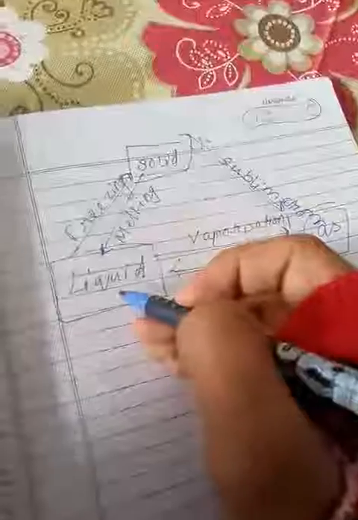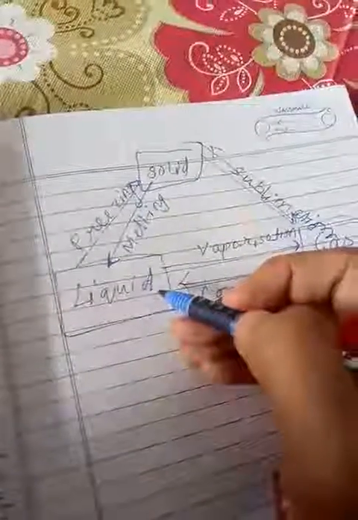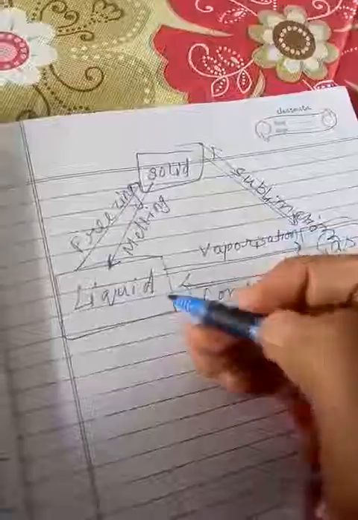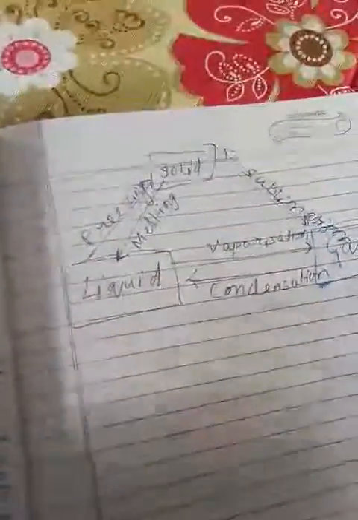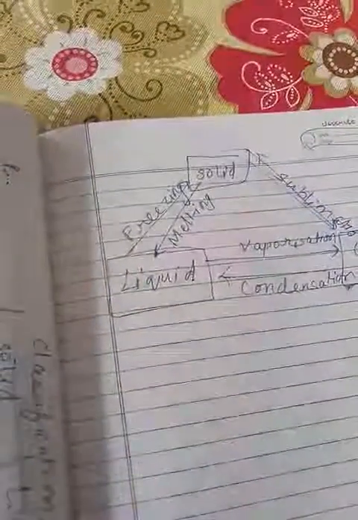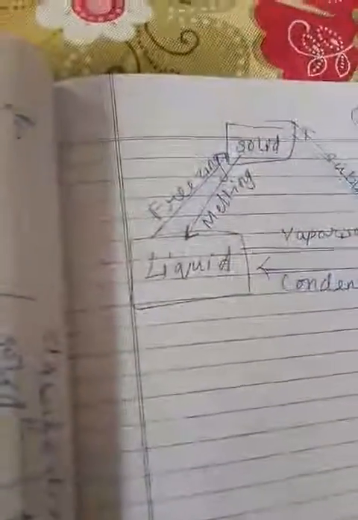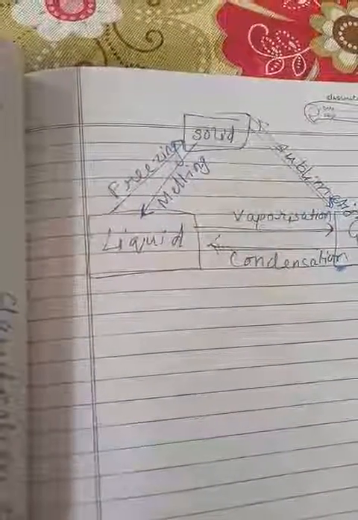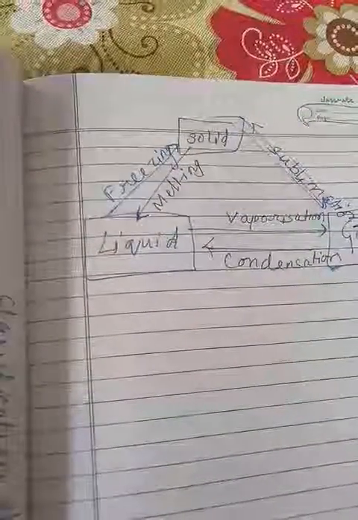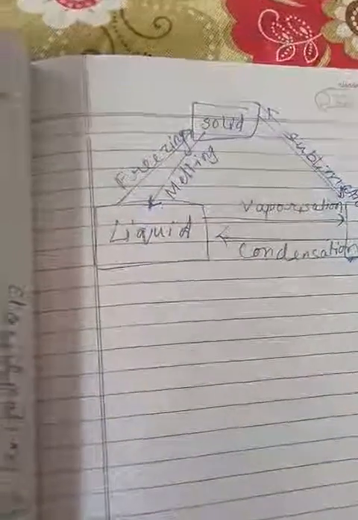So what is melting? The interconversion of solid into liquid at 1 atm pressure by absorbing heat energy. Freezing is the interconversion of liquid into solid by giving out heat energy at 1 atm pressure. Melting point is the constant temperature at which a solid changes into liquid by absorbing heat at 1 atm pressure. Freezing point is the constant temperature at which a liquid changes into solid by giving out heat energy at 1 atm pressure.